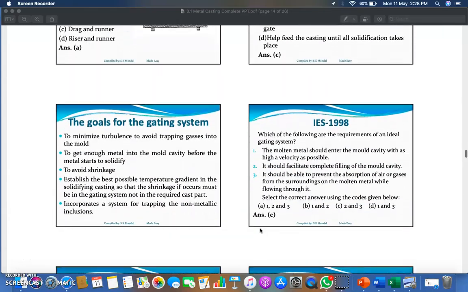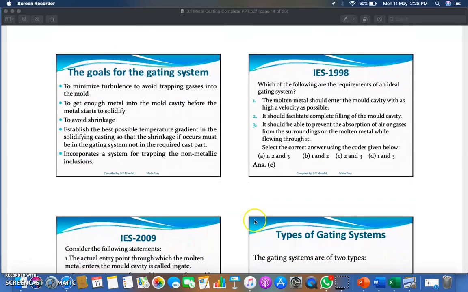Now, the goals of a gating system. Basically, the goals are to minimize turbulence and to avoid trapping of gas in the mold, because if gas or oxygen gets in, it will definitely create casting defects. You have to minimize that, and if gases are trapped, that part of the casting will be porous, which is not the optimum kind of casting we want to manufacture.